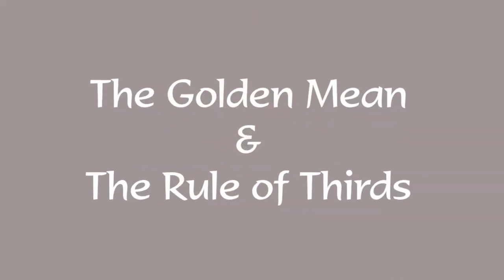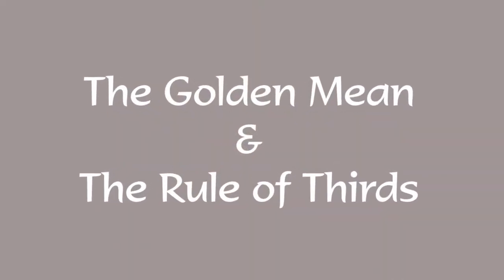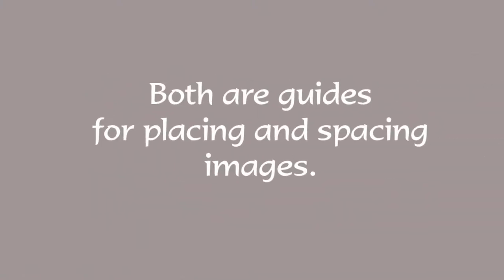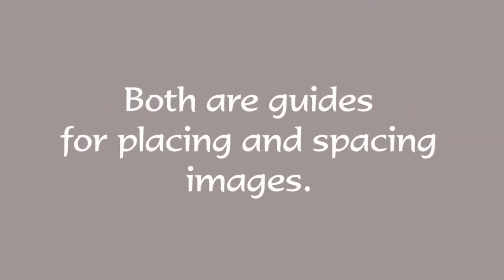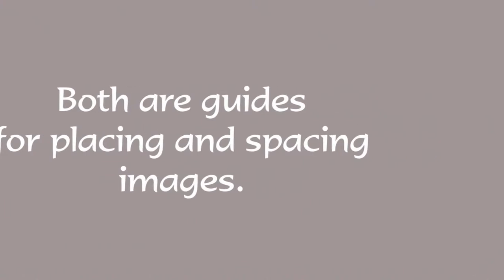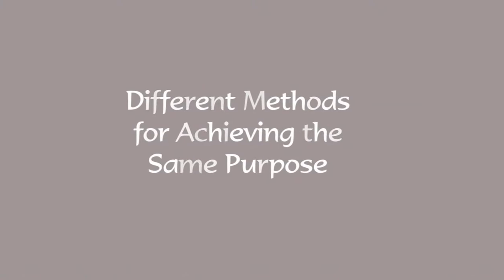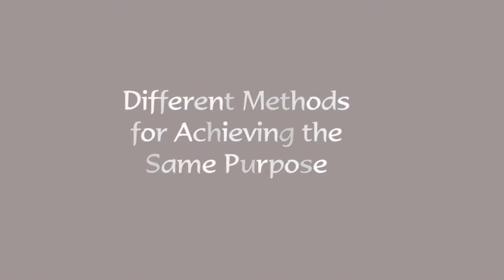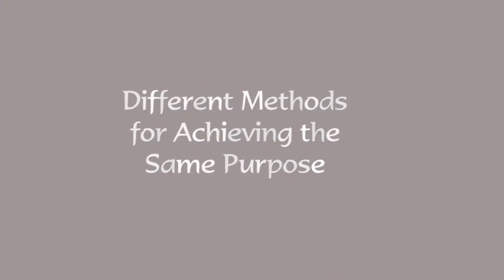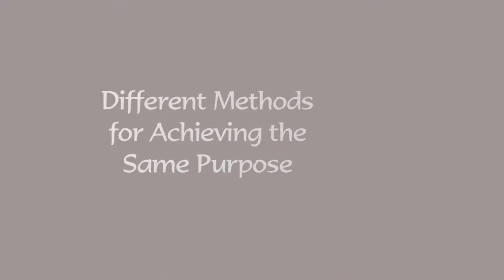The golden mean and the rule of thirds have fascinated artists for centuries. Yet a number of people still remain confused about how they are similar and how they are different. Well, they're similar in that both of them are guides for placing and spacing images. In fact, both are just different methods for achieving the same purpose, but they do have some differences.